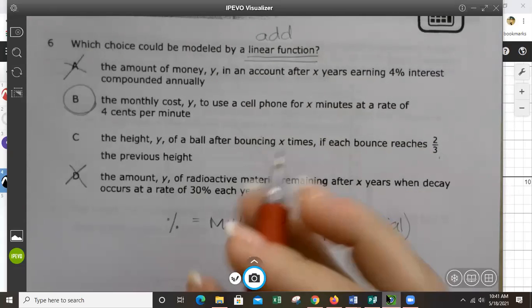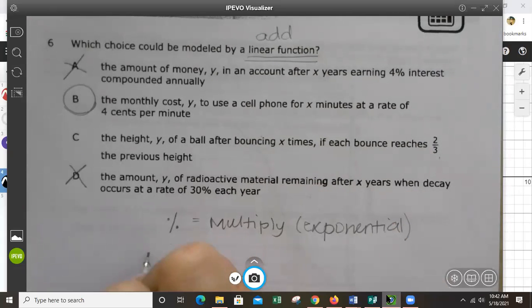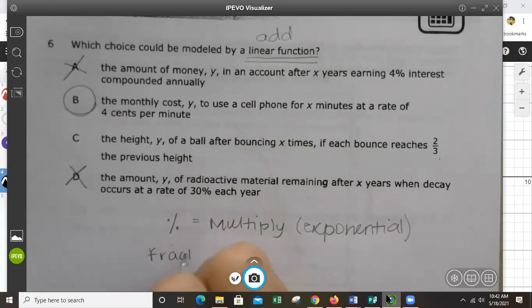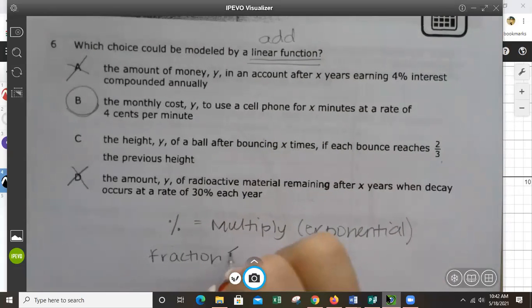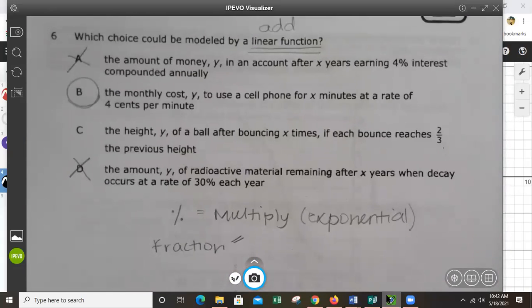So this a percent and a fraction is going to be multiplied. Okay, so think about it. A fraction is what? Dividing, right? So it's going to be the same thing as multiply. All right. Any questions? Number 6.